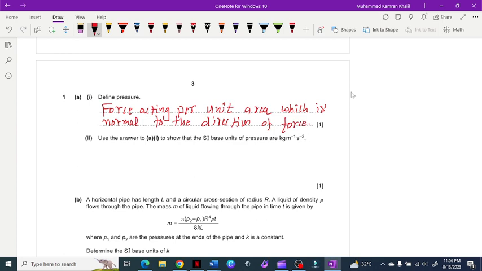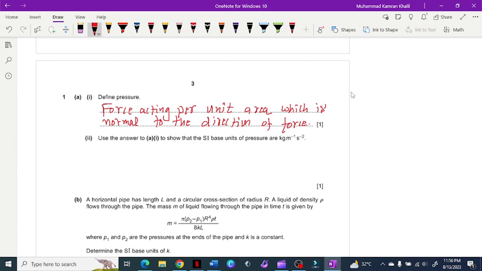If this definition is asked for 2 marks, then you will write it down and you will get 2 marks. And if that definition is required for 1 mark, you will get 1 mark. So always remember, write down the complete definition.